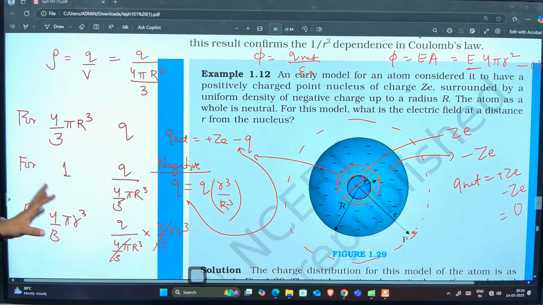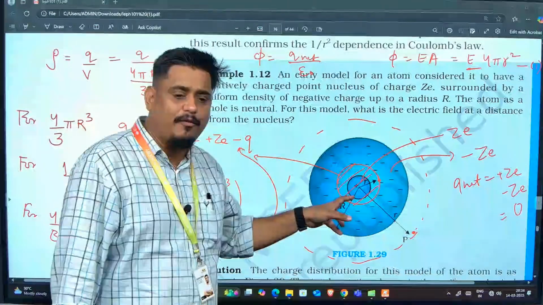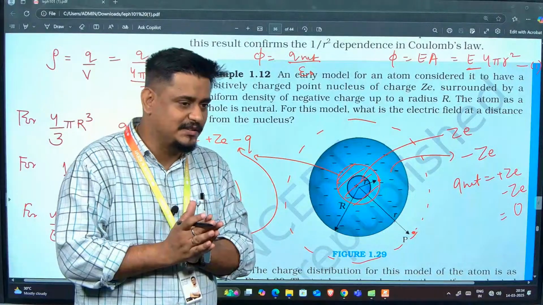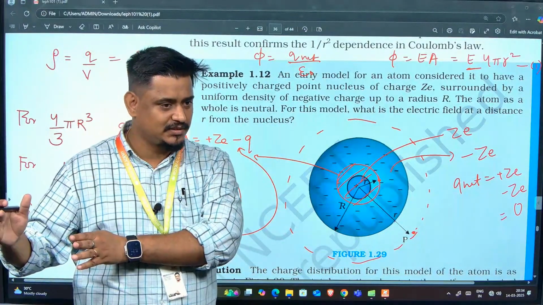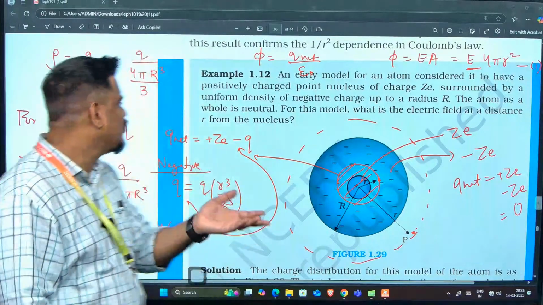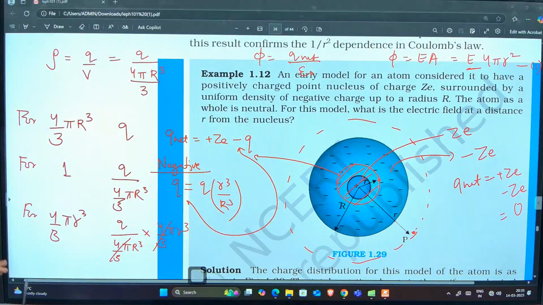But it is not very difficult to understand if you are clear in what I have told now. What I have done, I have found the negative charge here. How have I found negative charge? By using unitary method. For full volume, this much negative charge, Ze actually. What is Q actually? Here, like this also I can write. If you want me to, I will write like this.